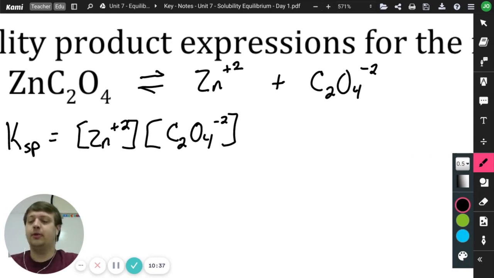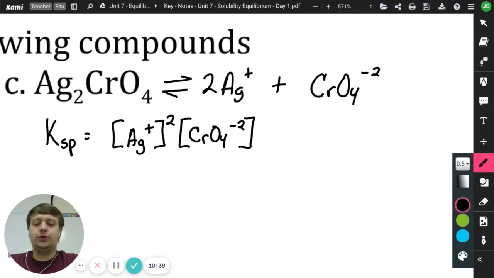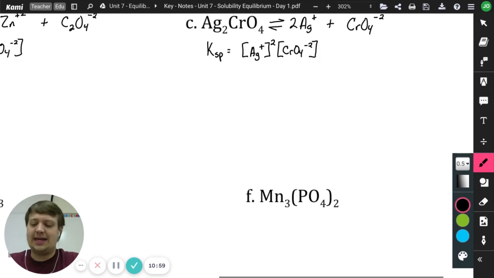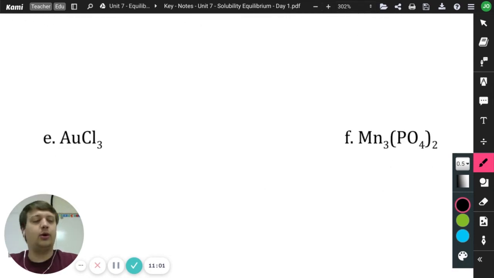All right, coming over here to our silver chromate. Here I would have silver. There are 2 silver there, so I would have a coefficient of 2, plus our chromate, which would have a -2 charge. So our KSP would be the concentration of silver squared times the concentration of that chromate. All right, y'all, I'm going to go ahead and leave E and F for y'all to do as practice, and we're going to go ahead and move on.